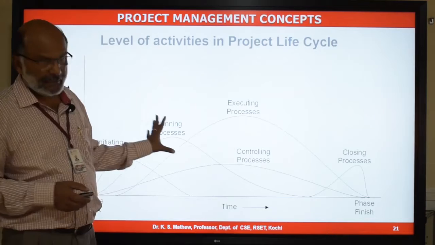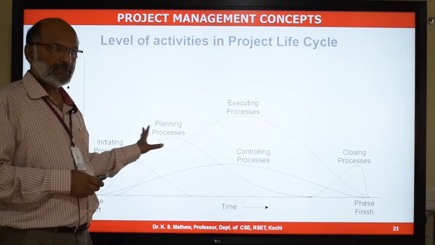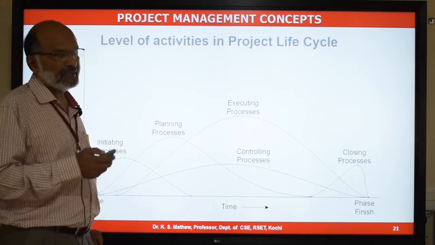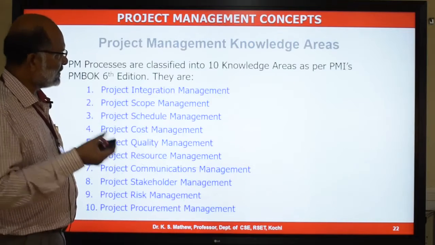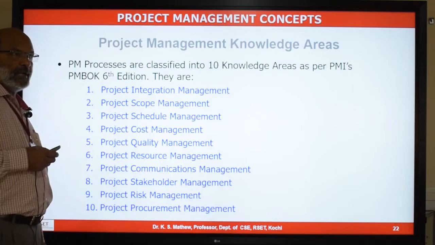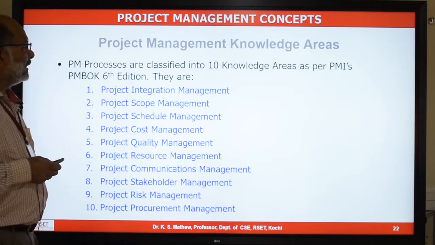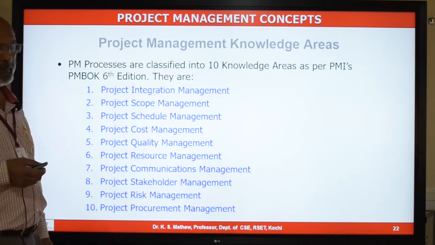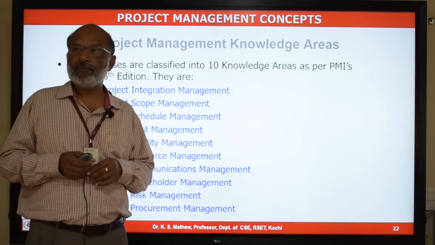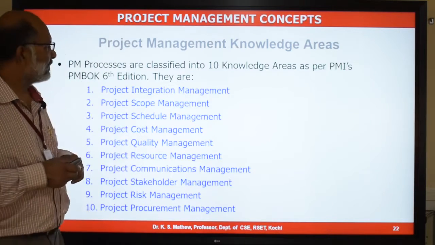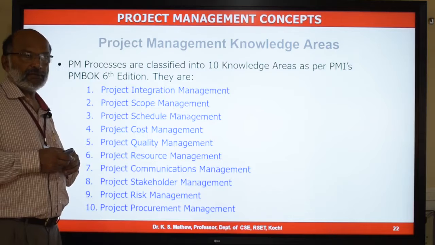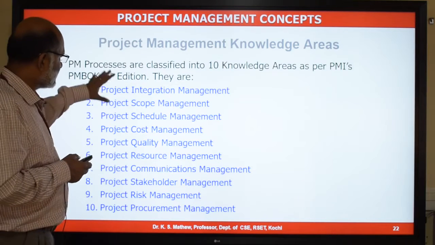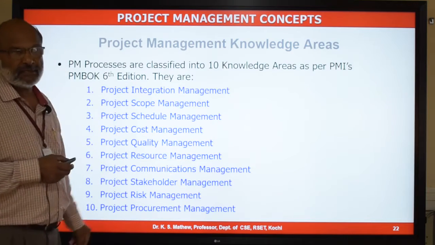So this is one segregation of the project management process as different process groups or phases. Now there is another classification of processes, 49 processes in PMBOK, that is based on something called knowledge areas. This is based on PMBOK, PMI's Project Management Body of Knowledge, 6th edition, and the 49 processes of project management are classified into 10 different knowledge areas.